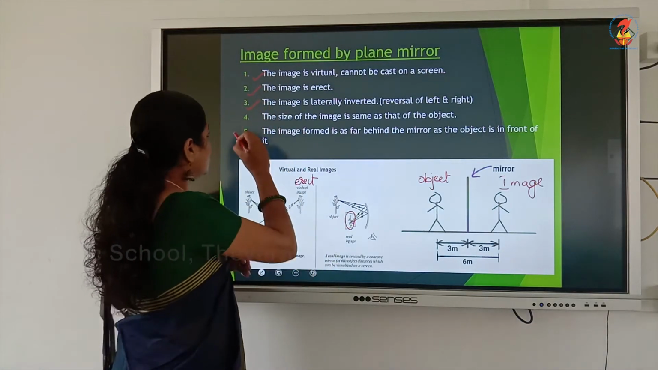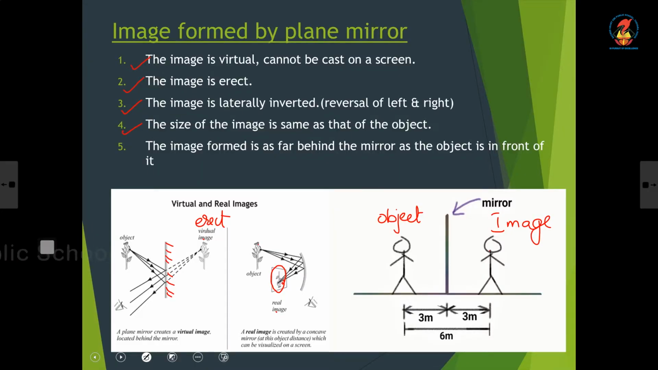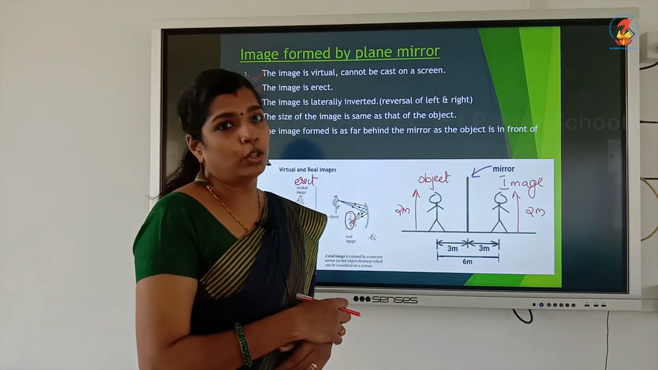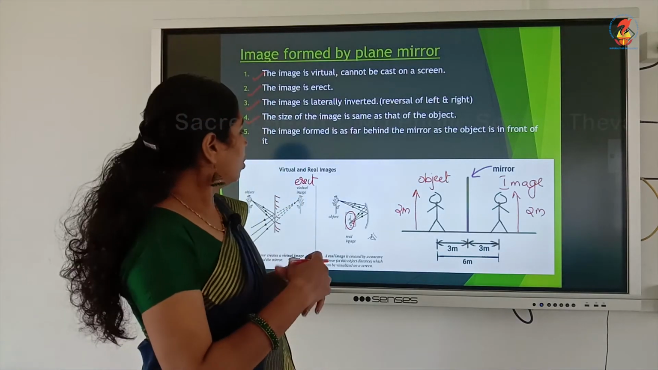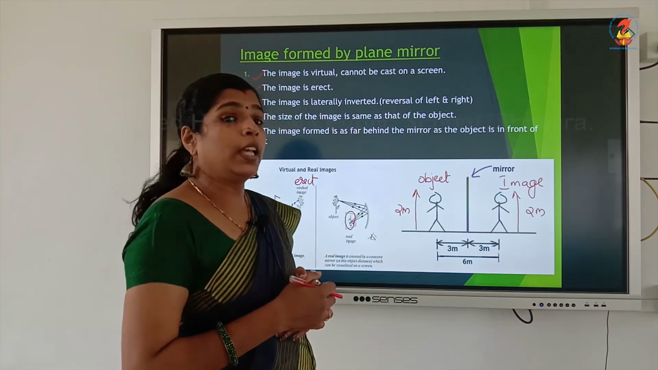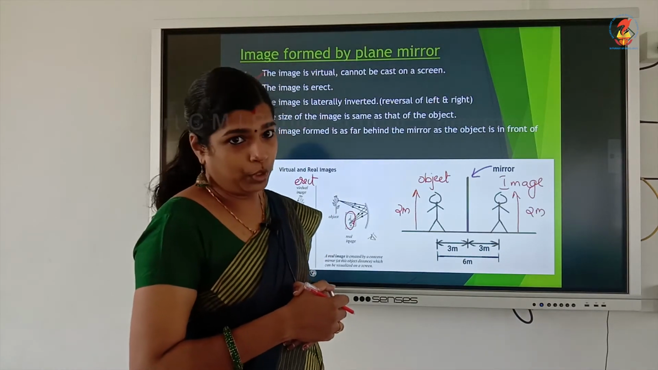Then the size of the image is the same as that of the object. Suppose the height of the object is 2 meter, then the height of the image formed by a plane mirror is also 2 meter. So the size of the image is the same as that of the object.